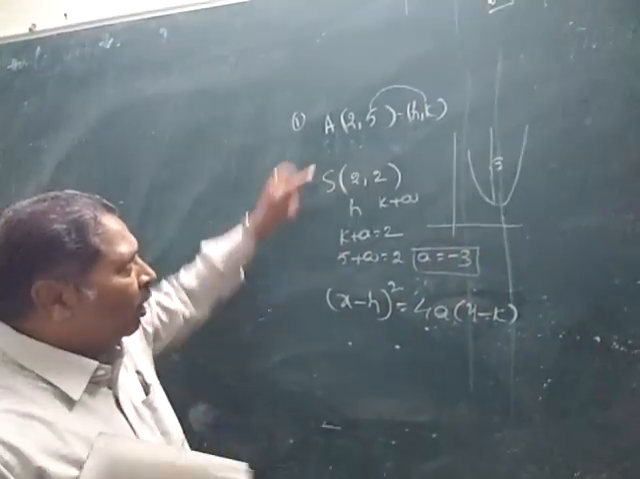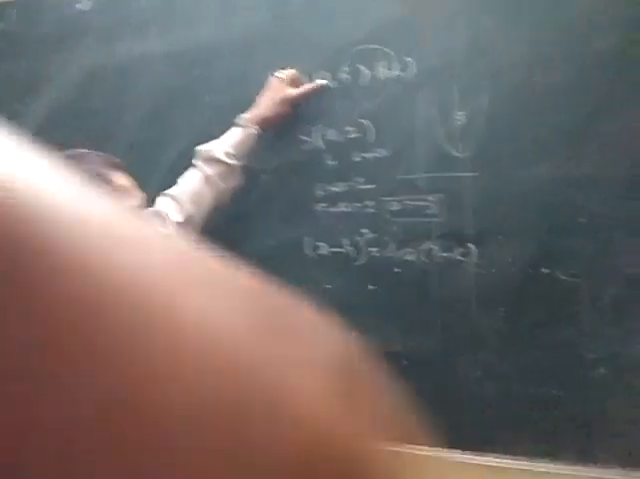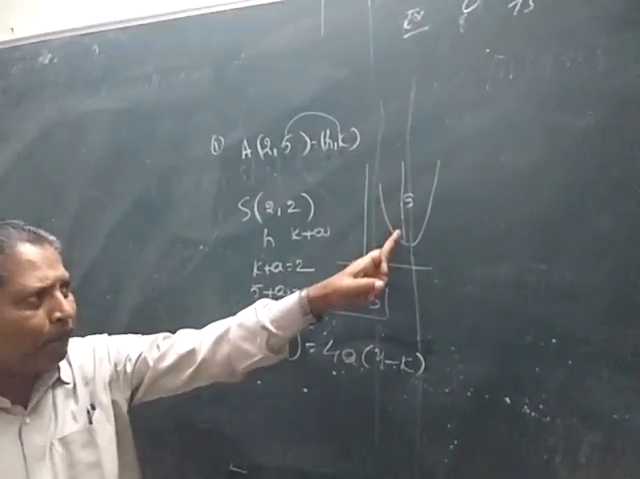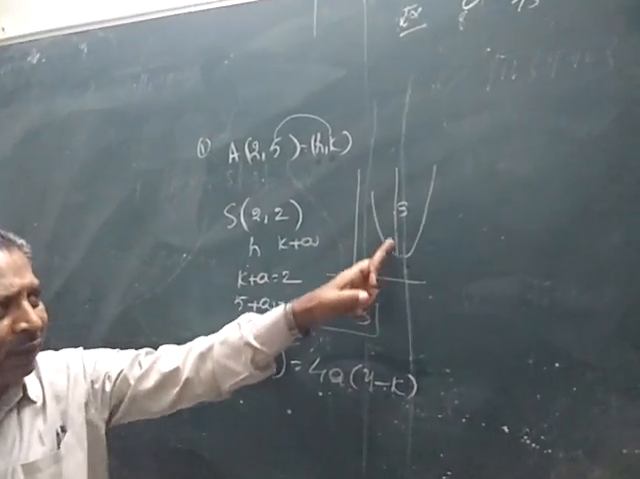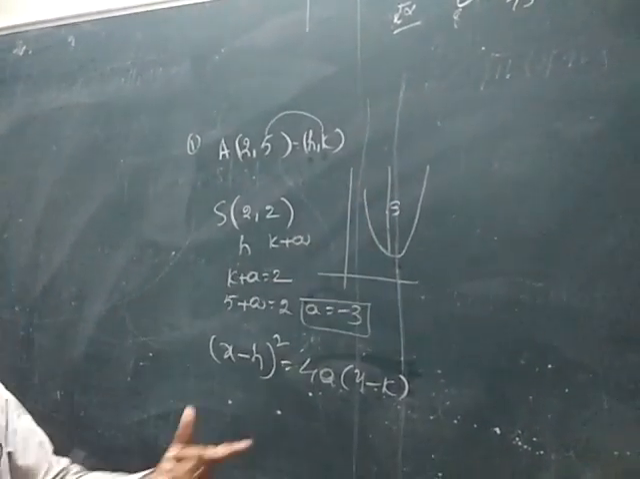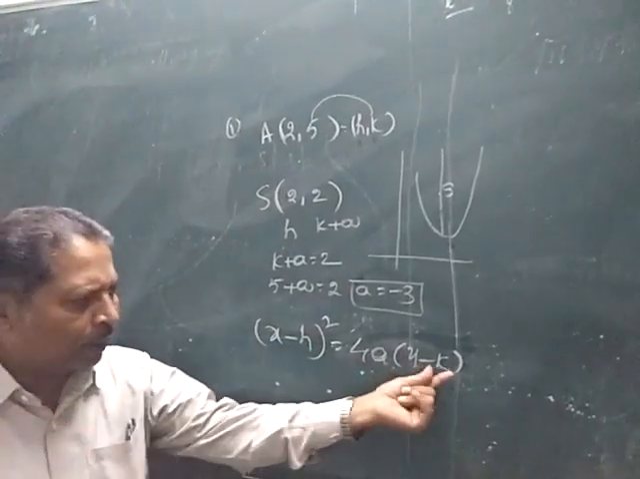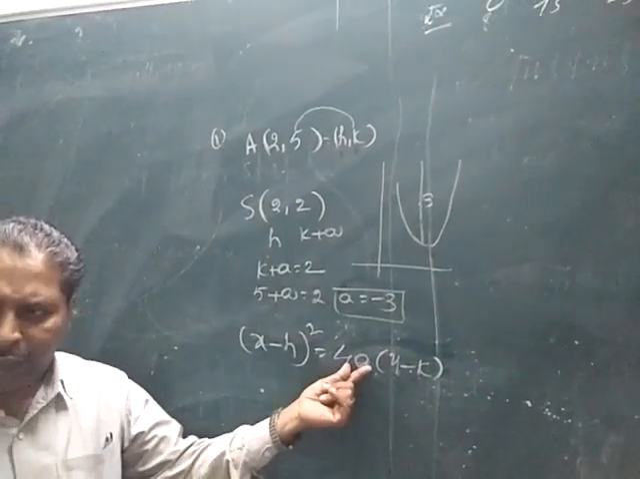Again, x coordinates are equal, so the axis line is parallel to the y-axis, and the formula is this one. Given the h value and k value, so we want a.